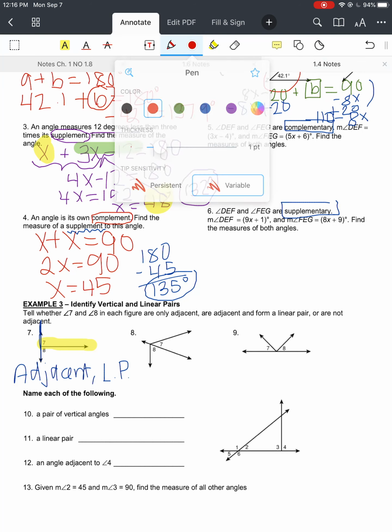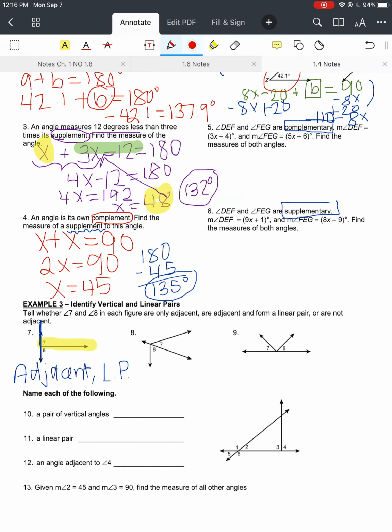All right, number 8. Again, are they adjacent? Are they next to each other? I'd say so. They share this common side right next to each other, so they are adjacent. Do they form a straight line? That sure doesn't look like a straight line to me. There's definitely a bend in this line. So I would say that they're not a linear pair. So all we can say about this one is that they're adjacent.